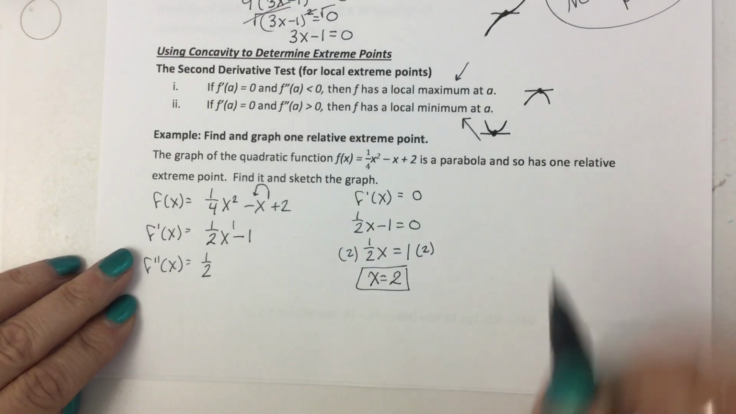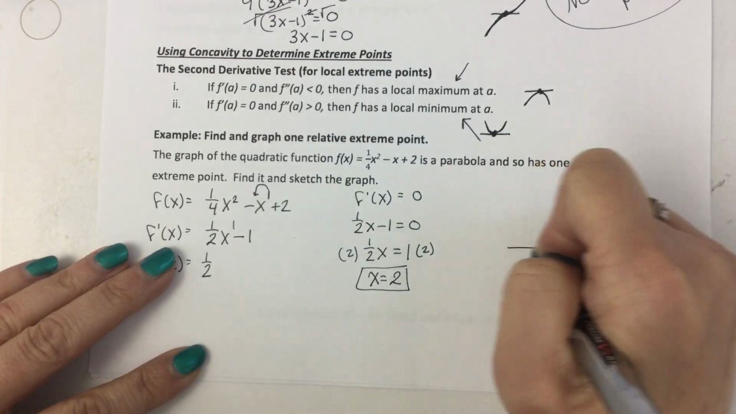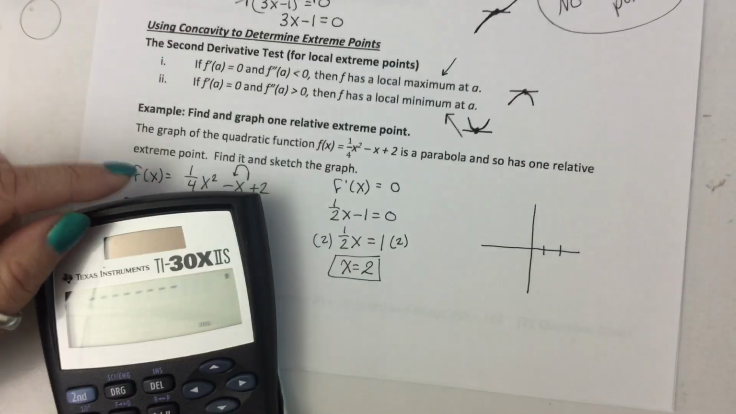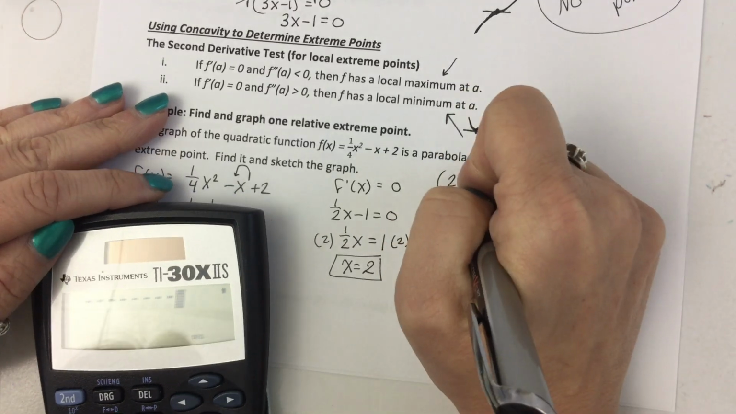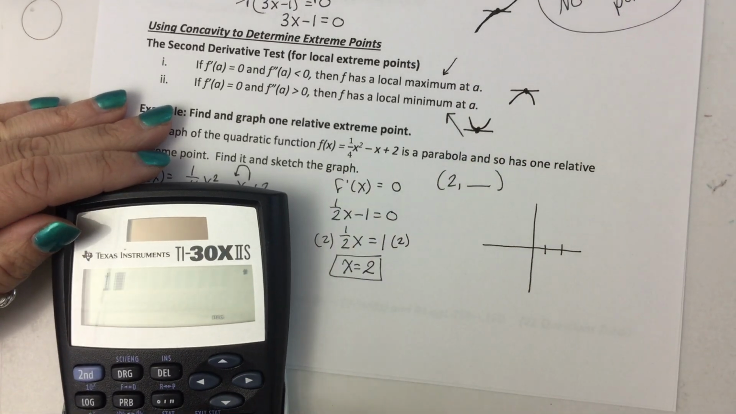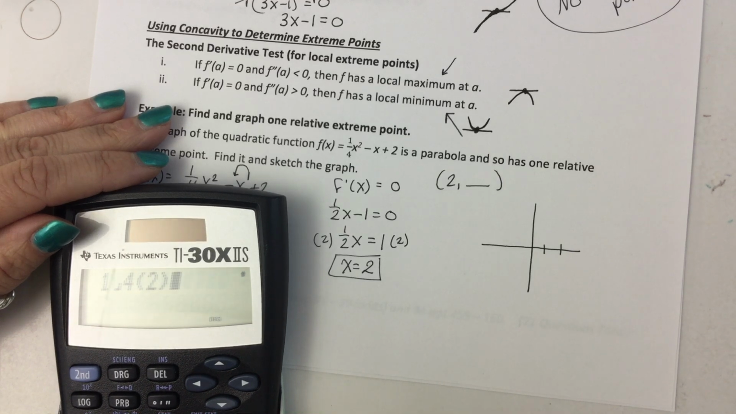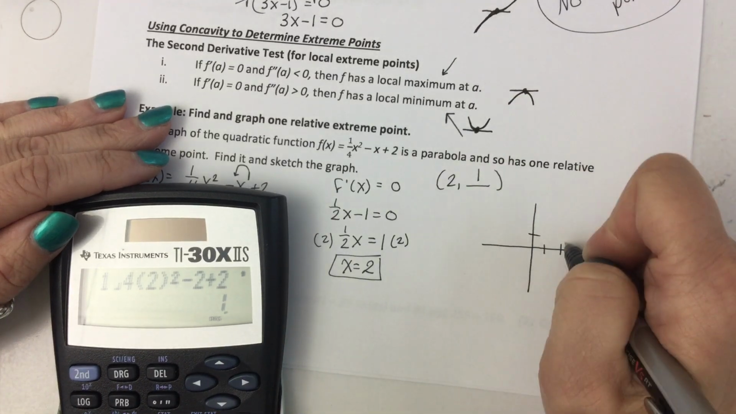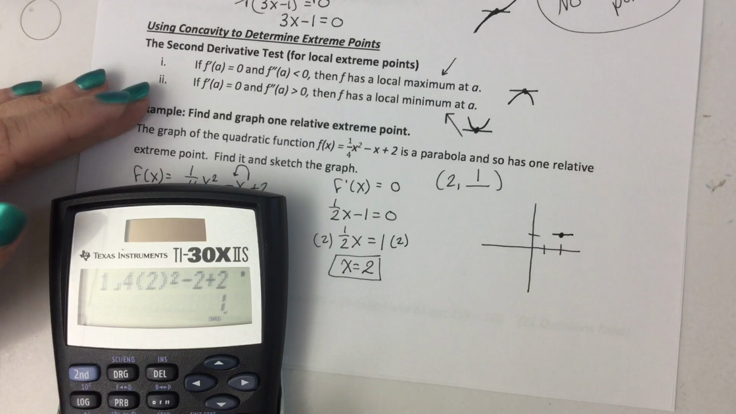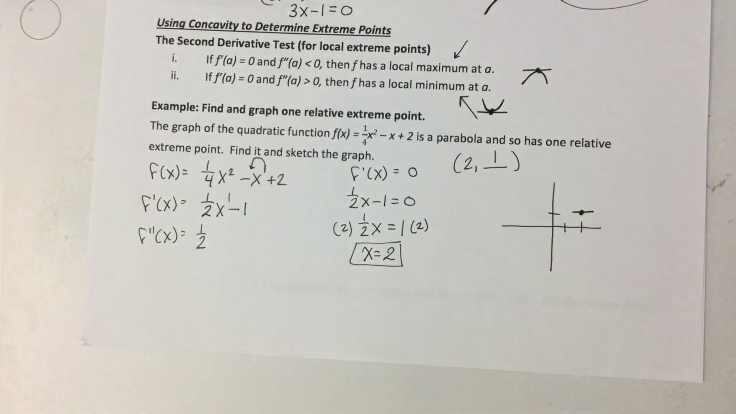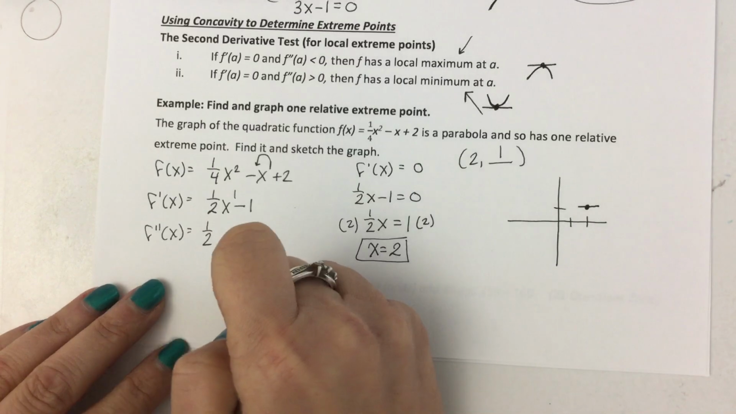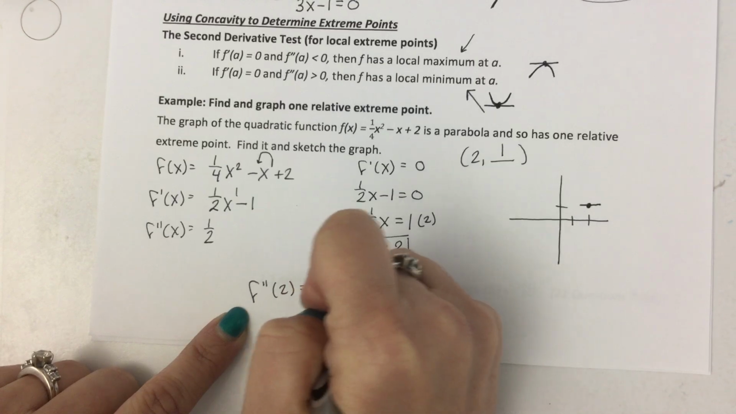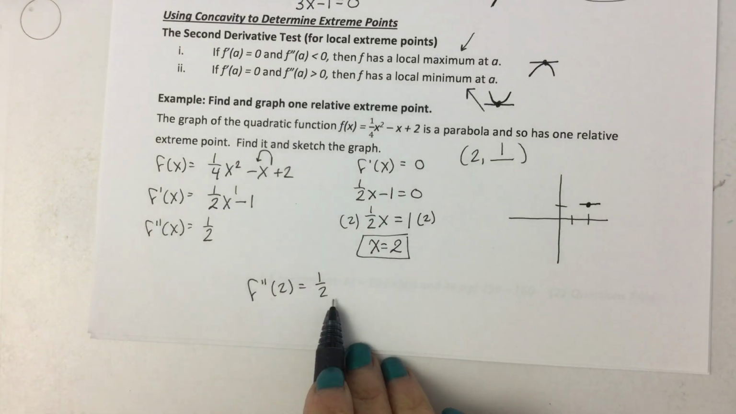So now to see if it's concave up or down. Right now we know that if we go to the right 2, and if I want to find out exactly where that point is, I can go back to the original. 1/4 times 2 squared minus 2 plus 2 gives 1. So if I go to the right 2, up 1, that's where this point is. I want to know, is that a maximum or a minimum? So now I use the second derivative and I fill in x equals 2. Well, there are no variables.